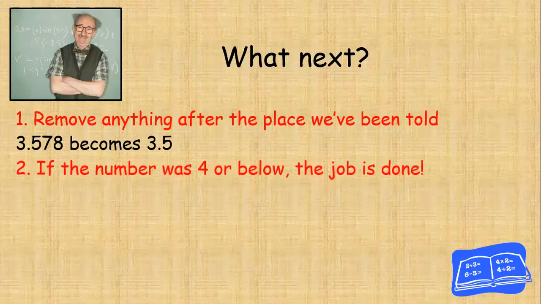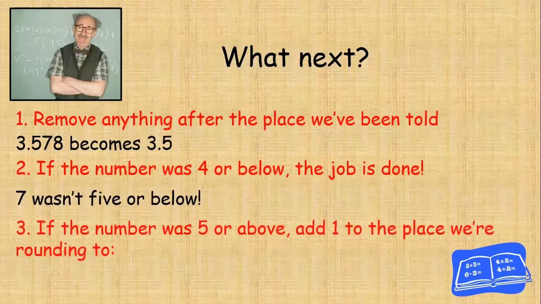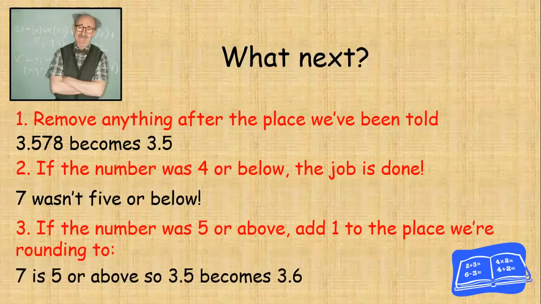And then we swing back to that note we just made of whether the number was 5 or above. If it was 4 or below, we can just forget about it and the job will be done. But of course, 7 isn't. And if the number's 5 or above, we have to add 1 to the place we're rounding to. So in other words, 3.5 becomes 3.7.